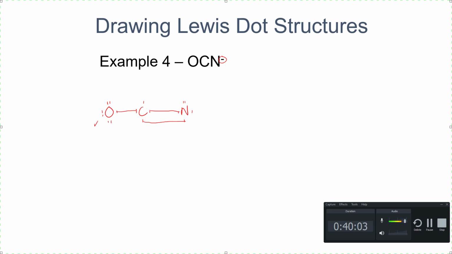That would give this carbon 2, 4, 6, 7. Nitrogen would have 2, 4, 6, 7. Let's just pair up these two unpaired electrons, and now everybody will be happy with an octet. We'll have a triple bond between the carbon and nitrogen, and that nitrogen will have a lone pair. The oxygen has 3 lone pairs. Okay, so that's one valid Lewis dot structure. Are there others? Sure.